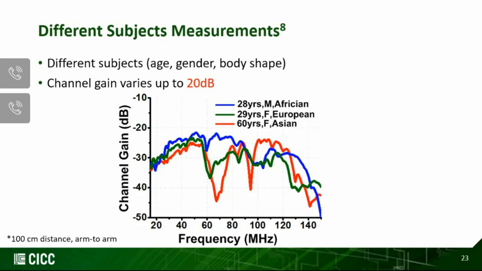So please don't misunderstand or misinterpret this graph. I'm not saying that a 60-year-old or a female of Asian descent will always exhibit this pattern, but it's the opposite, which means that different subjects of different configurations will have different path loss characteristics.